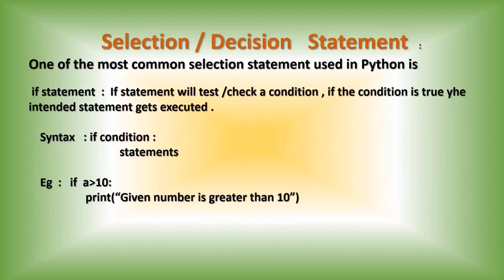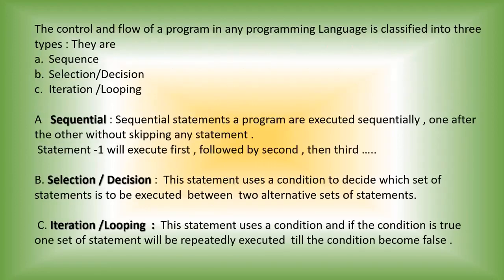Now first we can see the first one, sequential. I told you sequential means all the statements are continuously executed without skipping any statement. We studied in the last class about the input statement, and by using the input statement we did a lot of programs. There all the statements are executed one after the other, without skipping any statement in between. That type of execution is known as sequence.